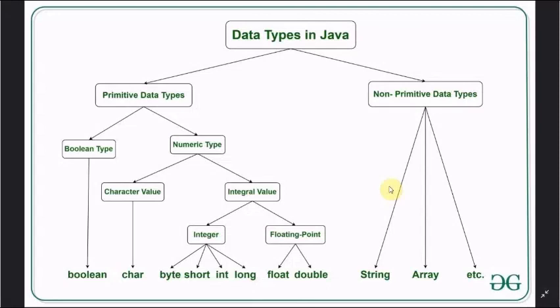Now to declare an array, you have to define the variable type with square brackets. For example, String and then square brackets and then cars. An array and strings are basic non-primitive data types present in Java.